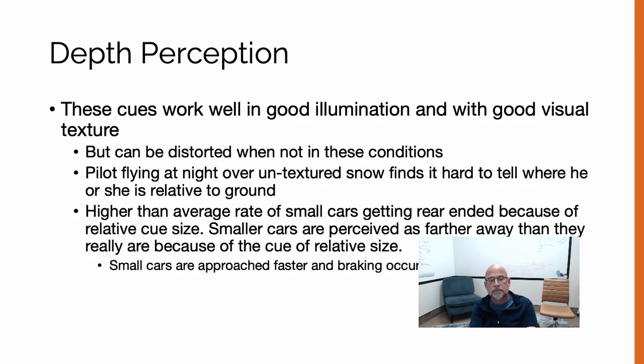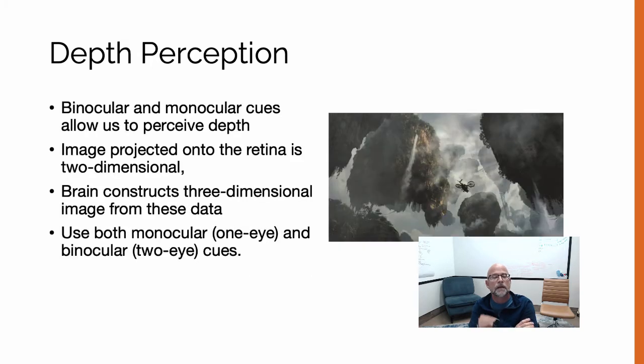Let's move to binocular and monocular cues for perceiving depth. So think about the world we're involved in. That's really a three-dimensional world, right? But our retinas are really two-dimensional. It's like looking at something on a sheet of paper, except that's the retina on the back of your eye. So the brain has to construct kind of this three-dimensional image from data that's falling on two dimensions.